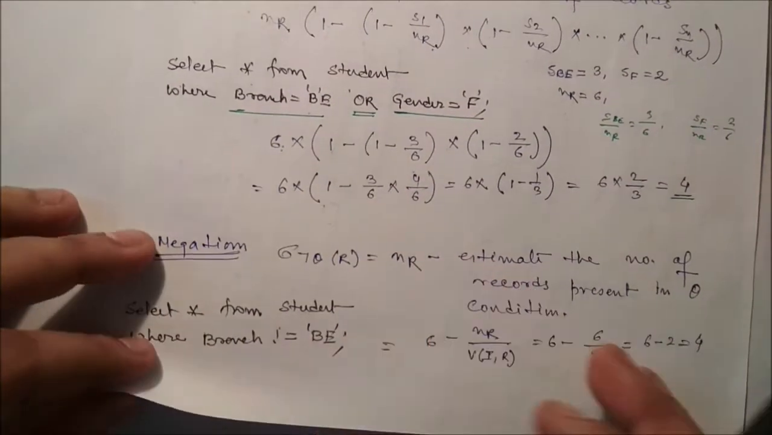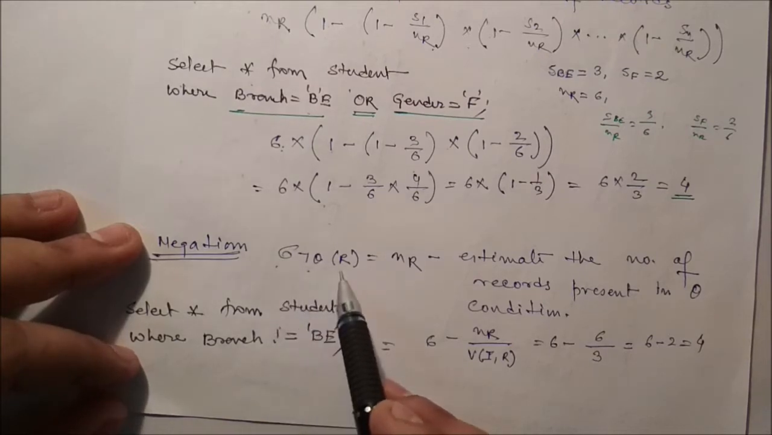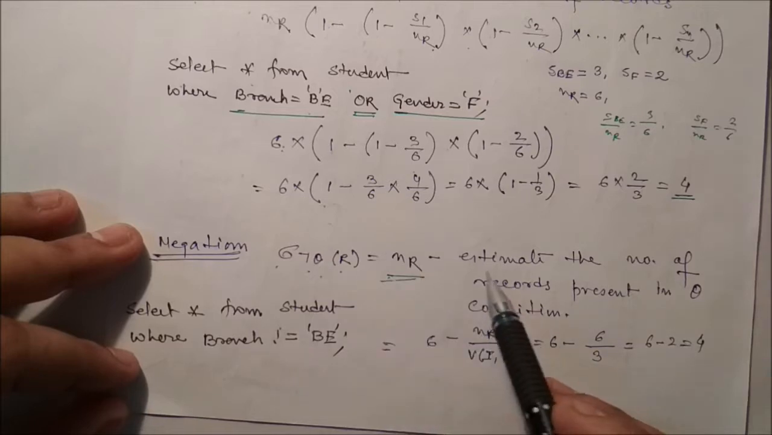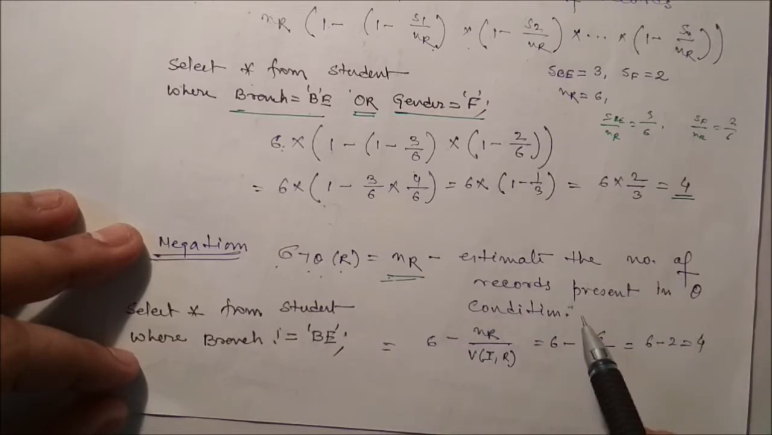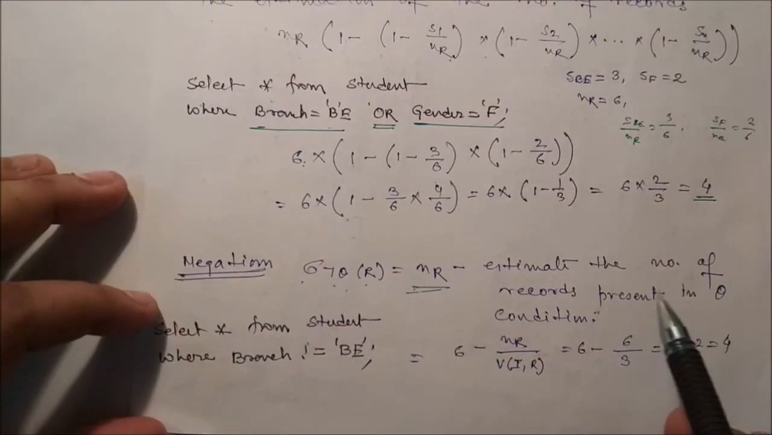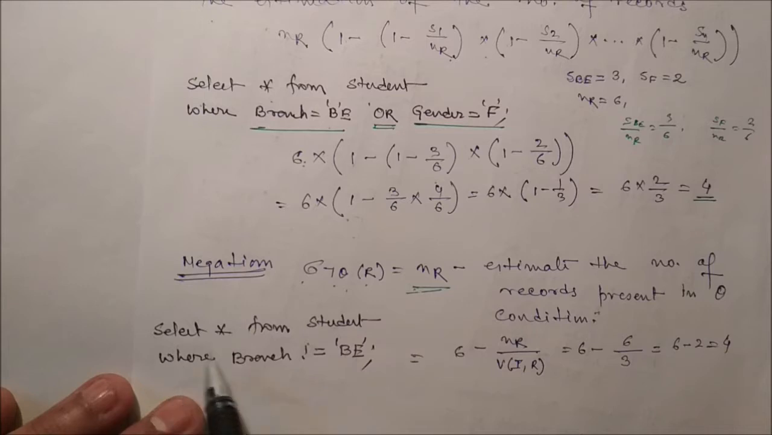Now if negation is there, that means the selection condition is negate theta. So the negation condition is NR, the total number of records, minus the estimate of the number of records present in the theta condition. So if you apply the theta condition, how many records will it return? We can write like this: select asterisk from student where branch not equal to BE. So 6 minus, we can estimate by using the formula we have seen.